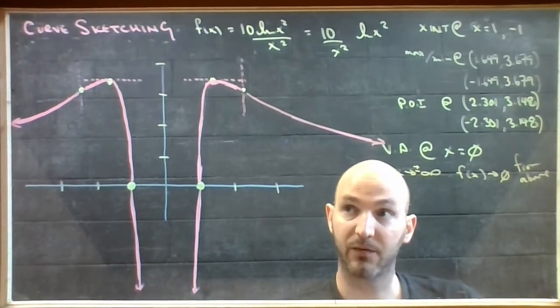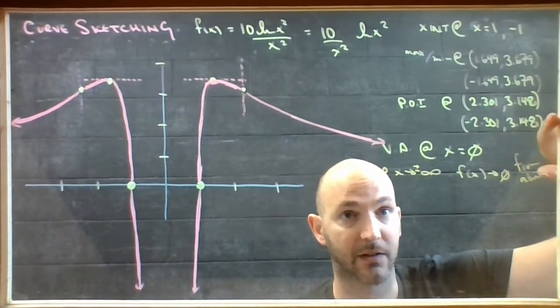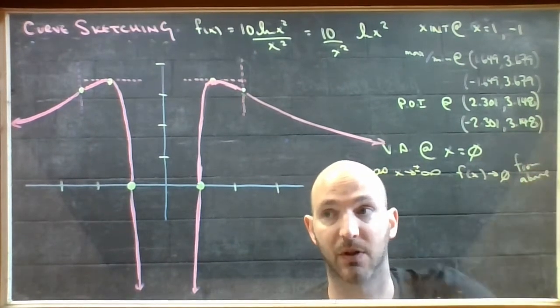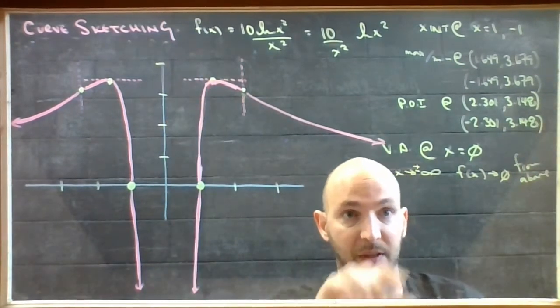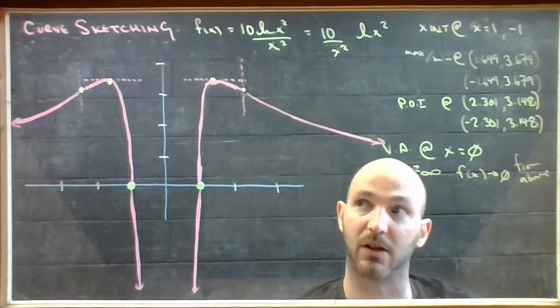So there you have it. I've drawn a curve that has max mins at this point and this point, has points of inflection here and here, has a vertical asymptote at x equals 0 as they're supposed to be, and has these end behaviors where it drops to 0 as x gets large in both directions.